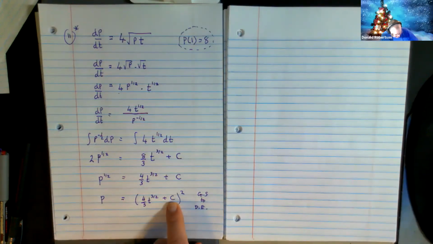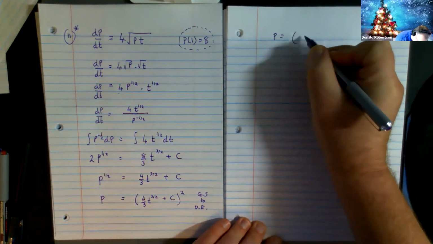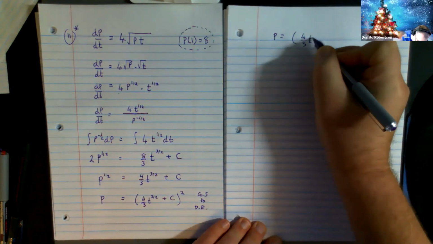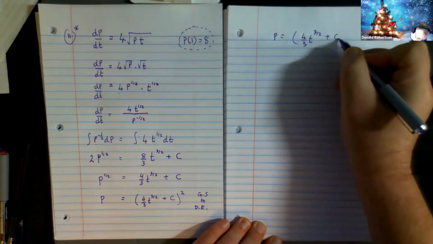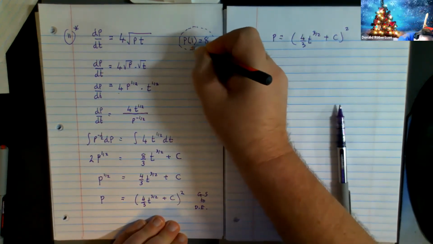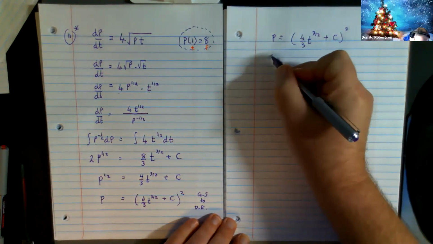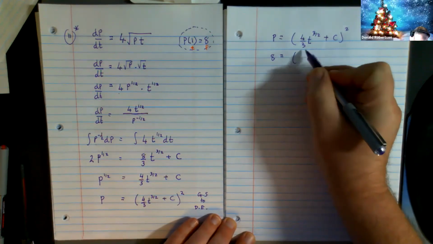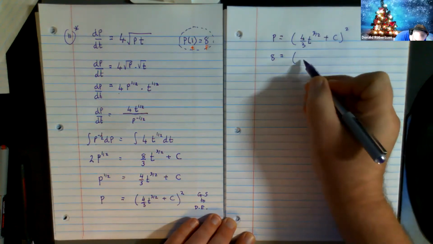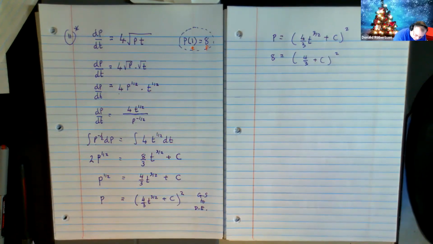So basically, I'm going to find out who C is now. So I'll start with our guy. And we are really being told that when T is 1, P is 8. So this guy is going to be 8. And it's going to happen when T is 1. Well, 1 to 3/5. It's just basically 4/3. Now our job is to solve for C, right? So it's solving the equation, essentially.